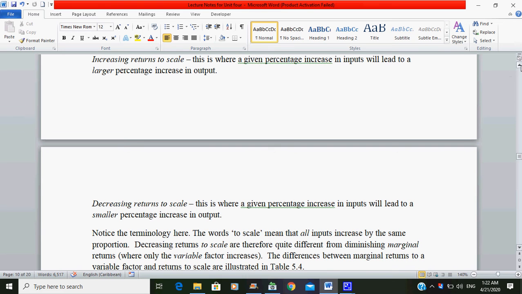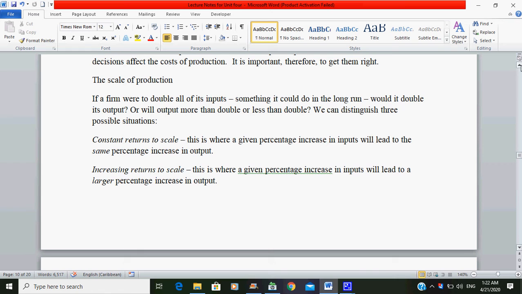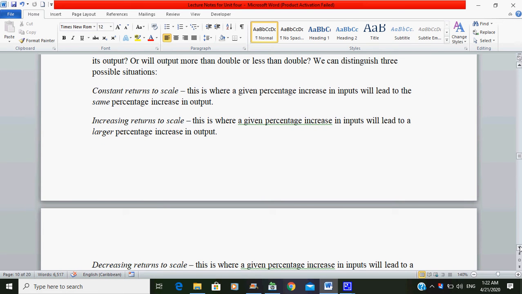So these are the three situations. If a firm were to double all of its inputs, something it could do in the long run, would it double its output, or will output be more than double or less than double? So we can use these three situations to describe the scale of production, whether it be constant returns to scale, increasing returns to scale, or decreasing returns to scale.